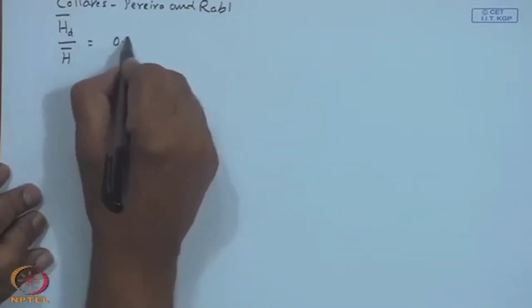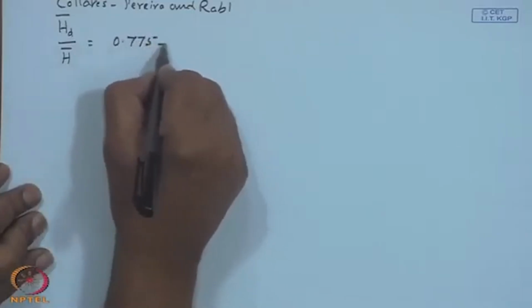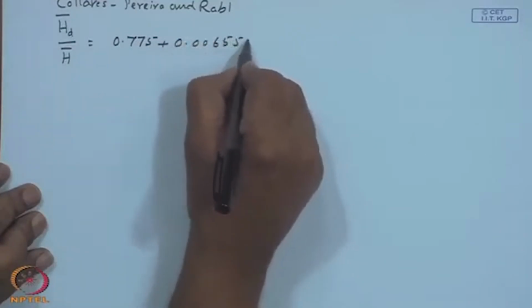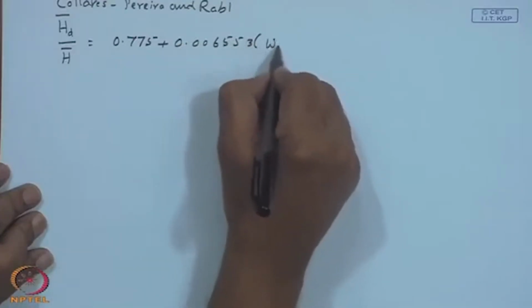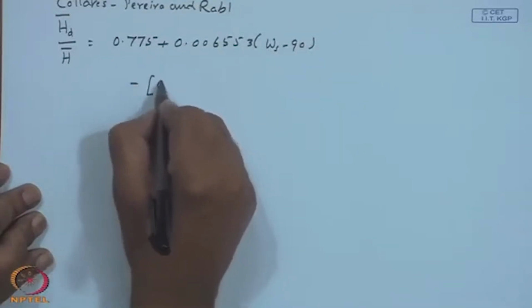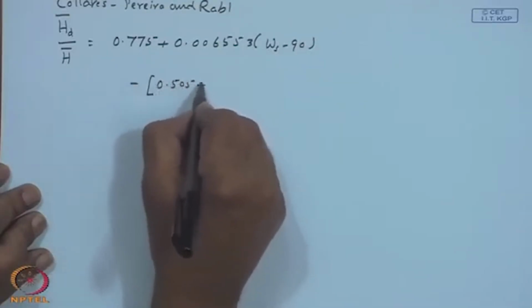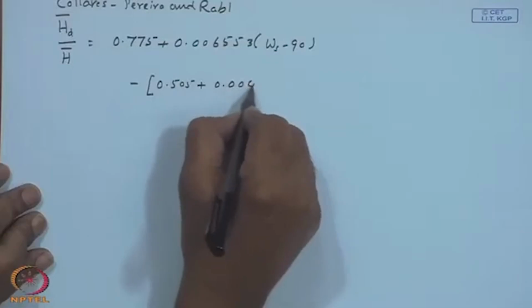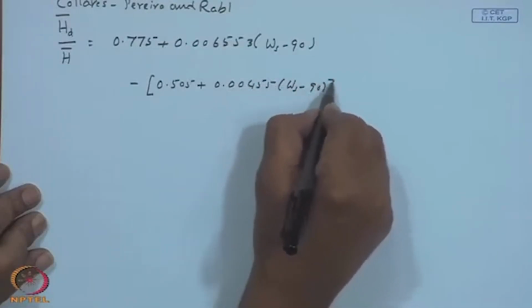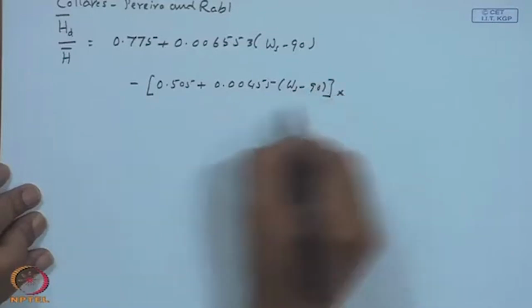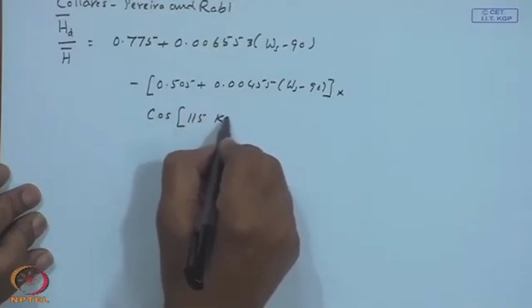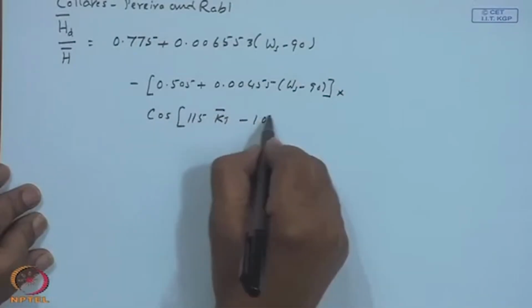Which is 0.775 plus 0.006553 times (omega s minus 90), minus 0.505 plus 0.00455 times (omega s minus 90), times cos(115 kT bar minus 103).